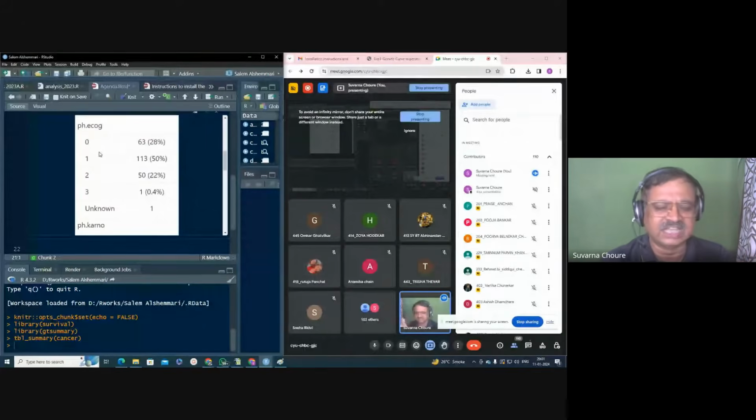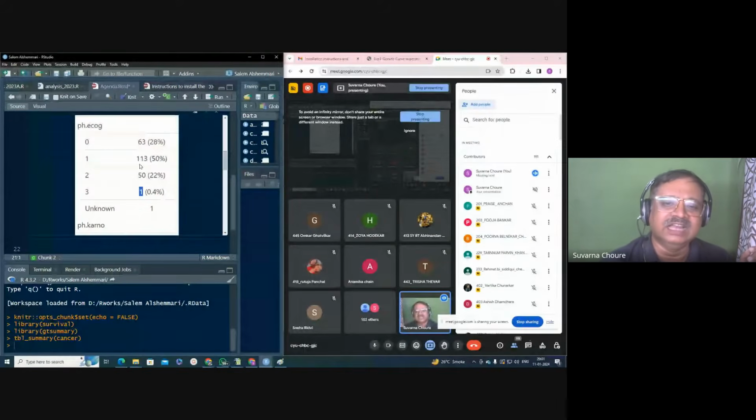Then this is actually a scale to see how much movement, motility is there in that patient. Okay. 63% patients were all good. They can move easily on their own. 133 patients were having little difficulty in movement. 50 patients, 22% patients, have more difficulty in movement. 0.4%, or only 1 patient, is actually not moving.